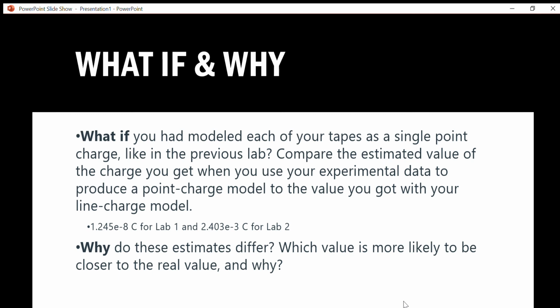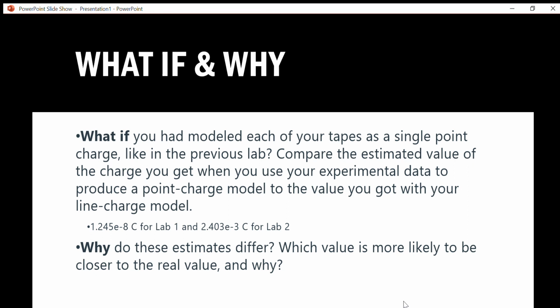So finally, the what if and why questions. The what if question is basically asking what's the difference between Lab 1 and Lab 2, the results between the models. And so, as I already stated, in Lab 1 my charge was 1.245 times 10 to the negative 8th coulombs, and in Lab 2 my charge was 2.403 times 10 to the negative 3rd coulombs. So these estimates differ, and which value is more likely to be closer to the real value, and why?